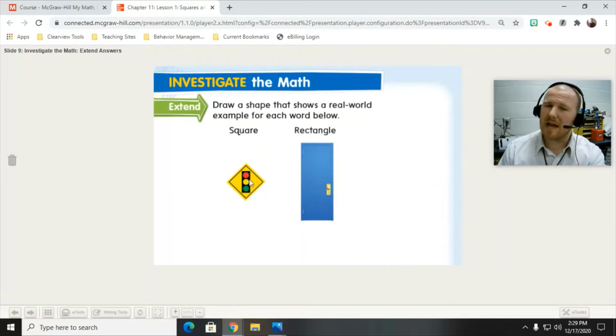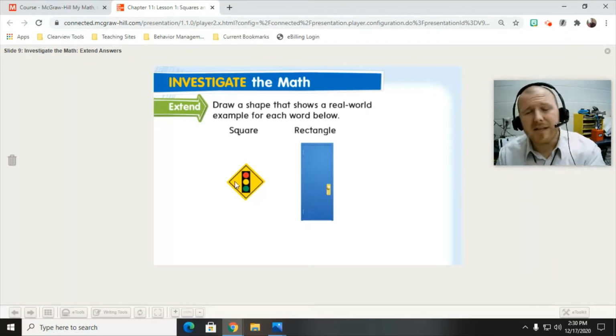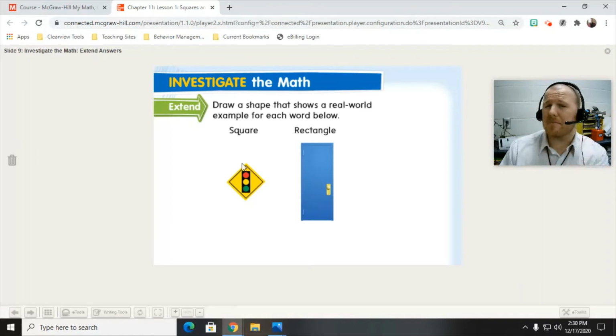Well, this stop sign right here, even though it's tilted, it still has 4 sides and 4 vertices, and the sides are all the same length. That's important. Okay. And the angles are important too, but you'll learn that later. A rectangle door. Didn't even think about it because I was thinking about food. I was hungry. Sorry. Jeez.